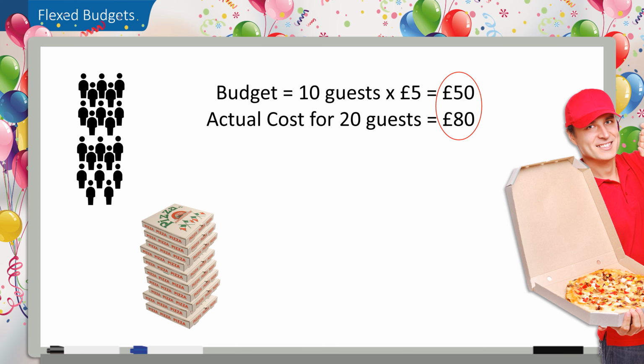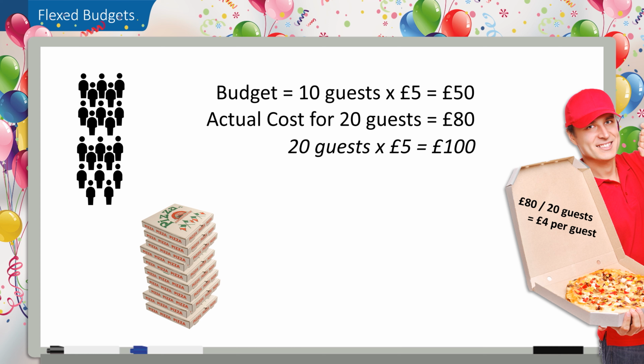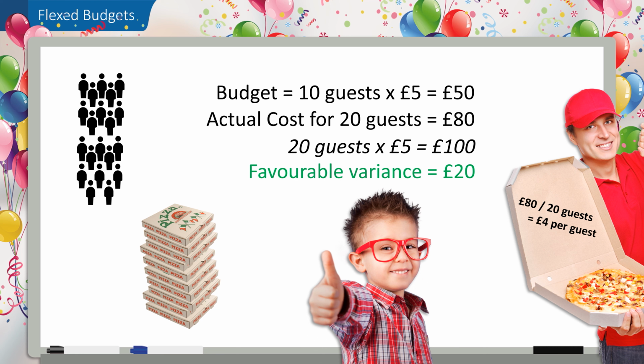Based on your original budget of £5 per person, you would have expected 20 guests to have cost you £100. But because you ended up spending just £4 per person, the actual cost came in lower than expected. So you could even argue that you saved money against the original plan. £20 in fact. And what we did in this step was that we flexed the original budget so that we were comparing like with like. That is, changing the number of guests in our original budget to match the actual number of guests that turned up.